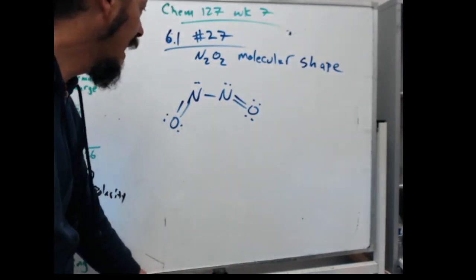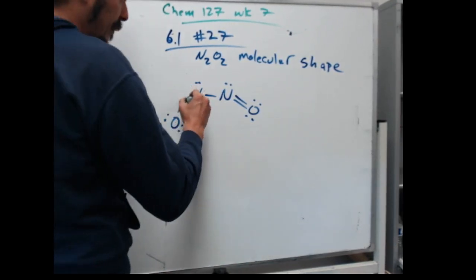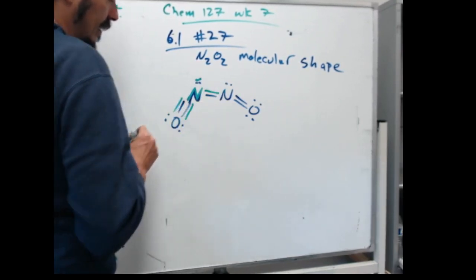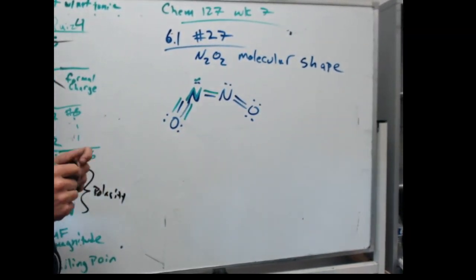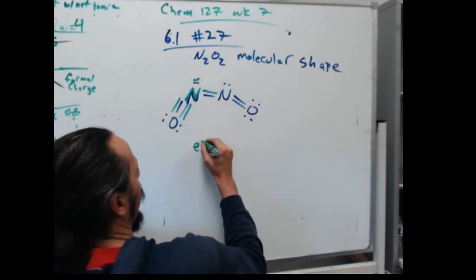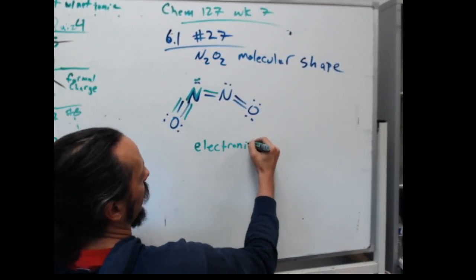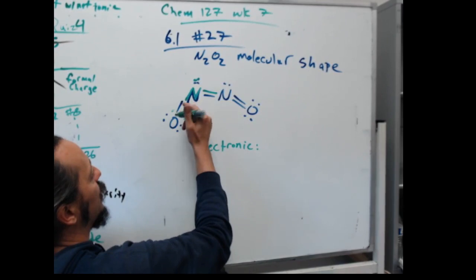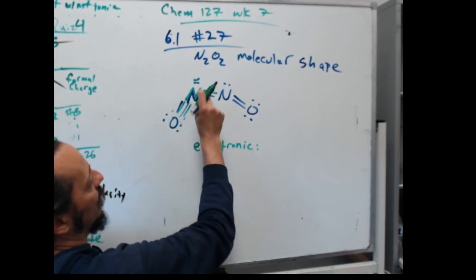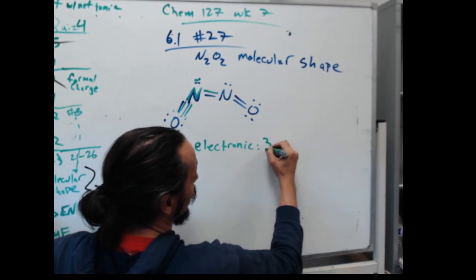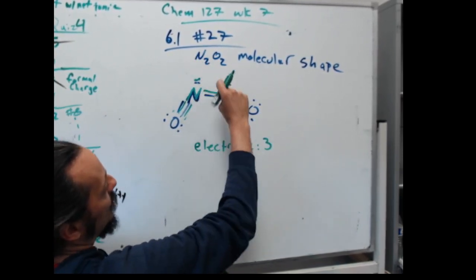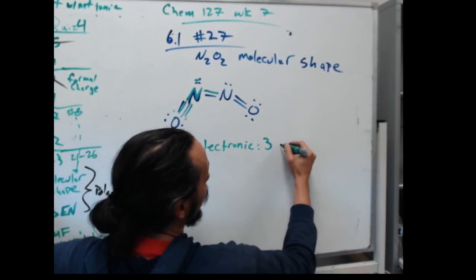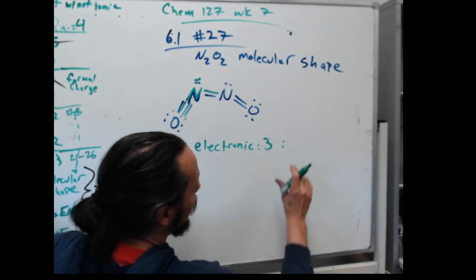Then I go ahead and I say, okay, I want to accentuate one of these nitrogens. I'm going to focus on this nitrogen as my central nitrogen with its lone pair and its bonds. How many things are around that nitrogen if I'm looking at the electronic geometry? 3 things. Right? It's got the lone pair, the bond to the nitrogen, the double bond to the oxygen. 3 things. So if it's got 3 things, its electronic geometry is?